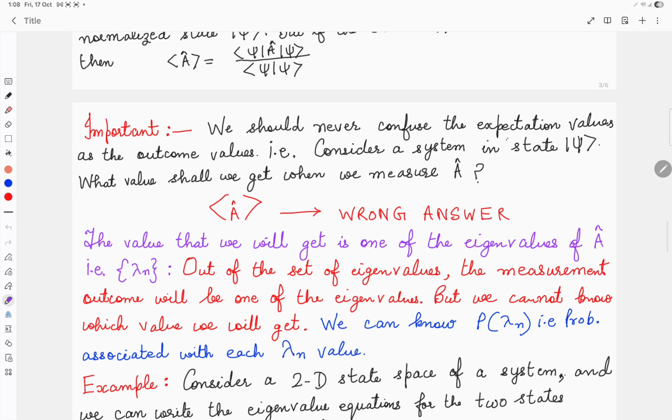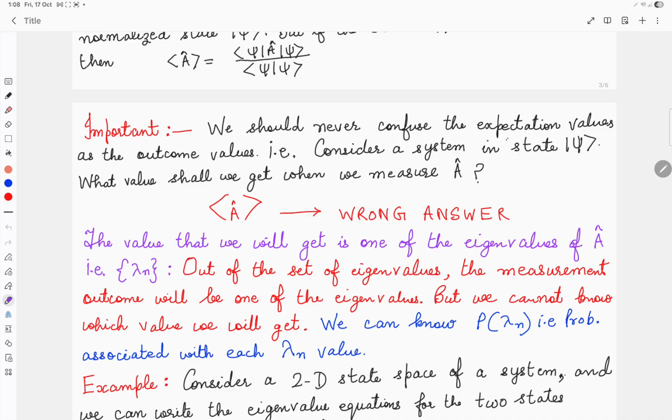Now this is an important point here, very important actually. From this point, I started this lecture, in which I said that the measurement outcome should not be confused with the expectation value. That's what I'm trying to explore further. We should never confuse the expectation values with the outcome values.